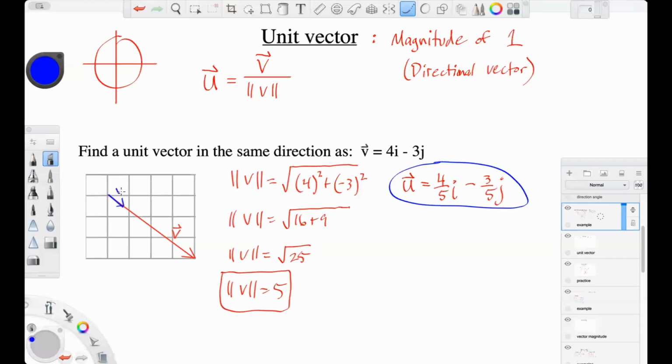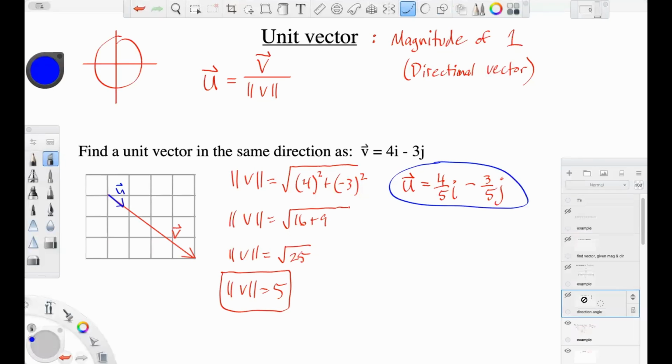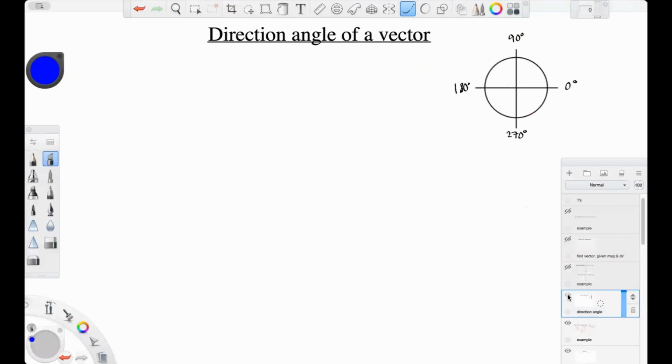And all that means is that this vector is traveling in the same direction as vector v, but it only has a length of 1. It has a magnitude of 1, which then allows us to describe the direction of the vector all on its own. All right, so let's dive into that a little bit further, how to describe the direction of a vector. So when we talk about direction angle of a vector, and let me back that up.